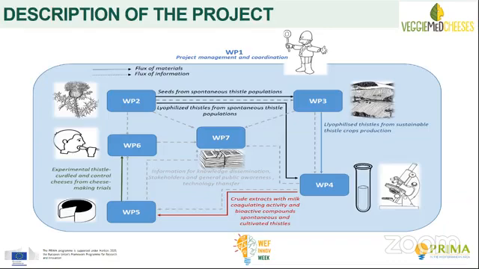About work package 3, it's about sustainable cultivation of thistles. Work package 4 is about characterization of thistle aqueous crude extracts. Work package 5 is about cheese making trials and characterization of thistle curdled and controlled cheeses. Work package 6 is about evaluation of consumer needs, preferences, and acceptance towards thistle curdled and controlled cheeses. And work package 7 is about multi-actor internal and external communication and technology transfer.